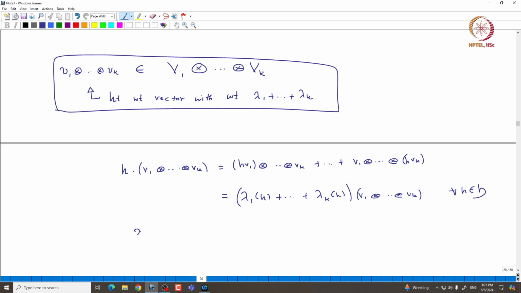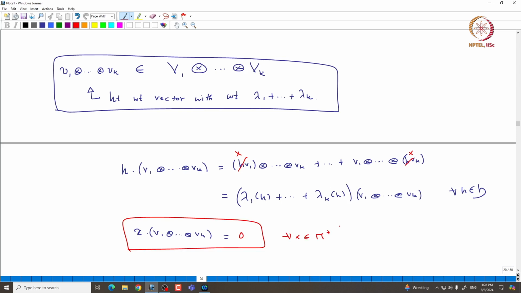Now if you compute x acting on v1 tensor, etc., tensor vk, then you can easily see, replacing h by x, that xv1 must be 0, and then xvk is 0, which implies this is 0. This is true for all x in n plus. So, this proves that this natural vector inside V1 tensor, etc., tensor Vk is indeed a highest weight vector. If you take the submodule generated by it, U(g) applied to v1 tensor, etc., tensor vk, that is going to be a highest weight representation.